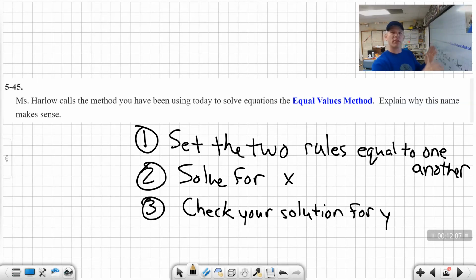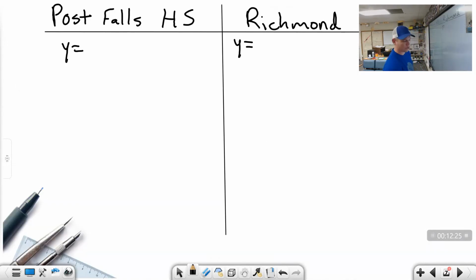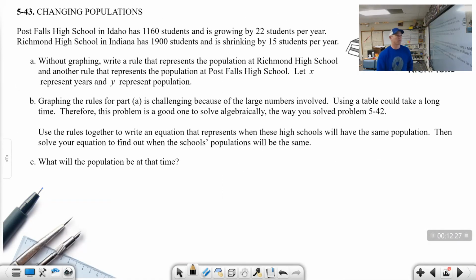So the equal values method is solving a system algebraically. Okay? It has 3 steps. Set the 2 equations equal to one another, solve for x, check your solution for y. Okay? So we're going to do 2 more problems doing this. Okay? Here we go. Post Falls, Idaho.